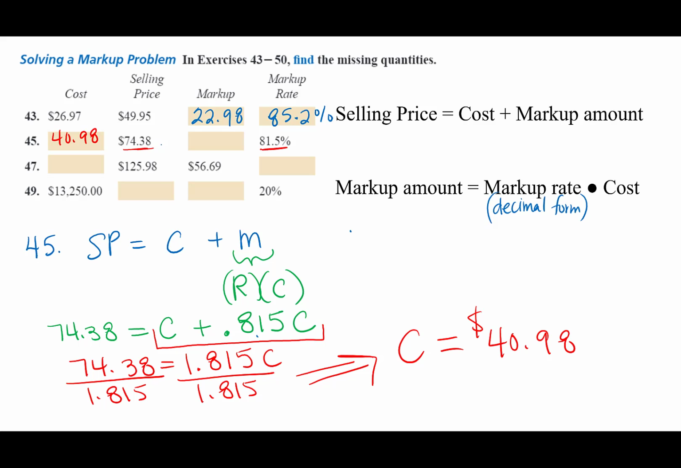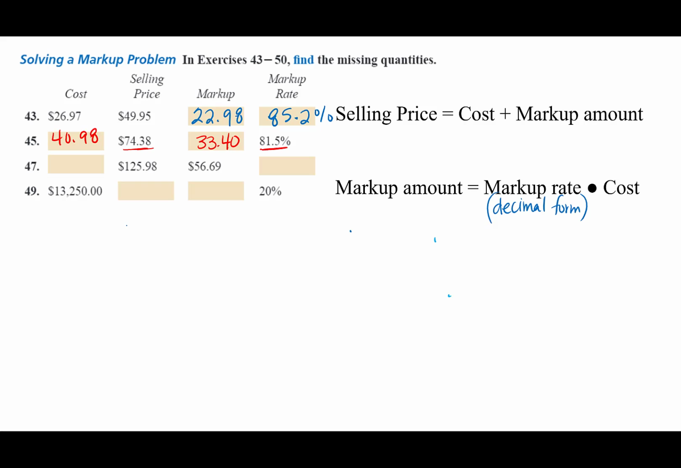Now let's find the markup amount. The markup amount is the difference between the selling price and the cost that you originally bought that item. That will be a quick subtraction problem. 74.38 minus 40.98 equals the decimal 33.4. But because we're talking about money, I want you to go ahead and add a 0 after that 4. And so the markup amount is $33.40.